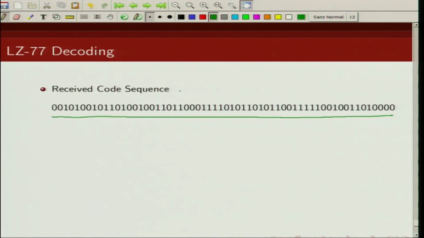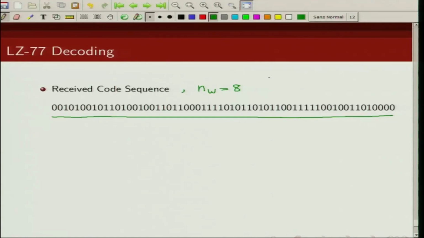Now I am considering the same example. My NW is 8, which is known to the dictionary, the encoder and the decoder, that the size of this sliding window dictionary is 8. And I am using comma free encoding for these LIs, and I am using a fixed number of bits to denote these MIs. Log of 8 is 3, so I am using 3 bits to denote MI, and for LI I am using comma free encoding. So how do I decode this string?